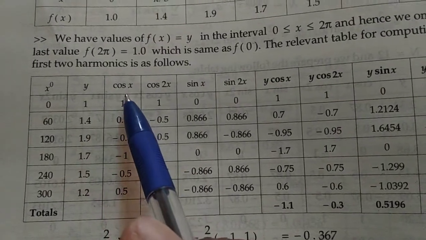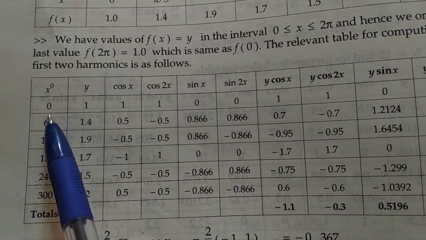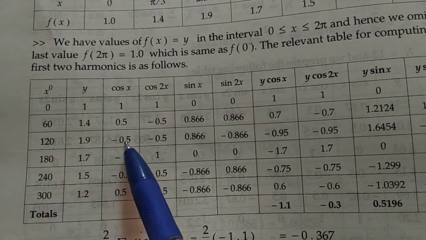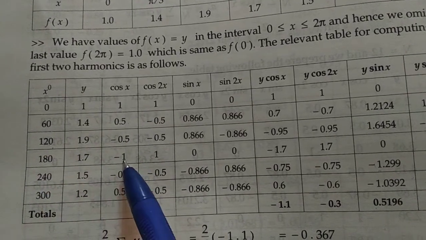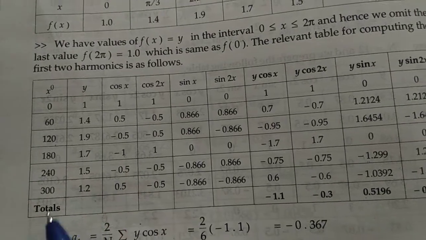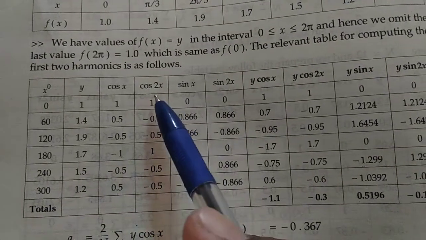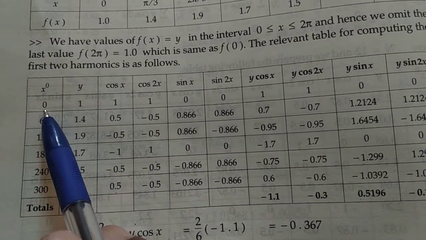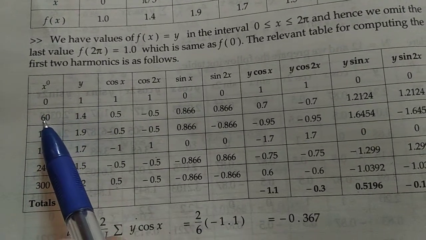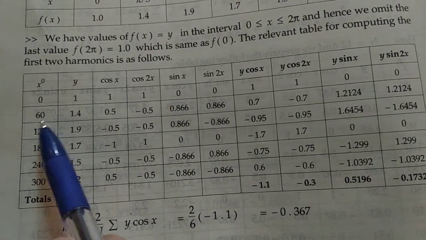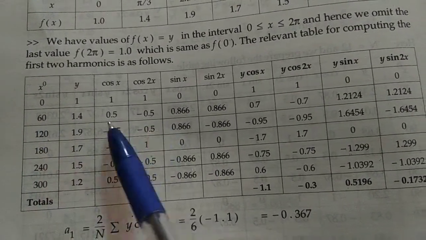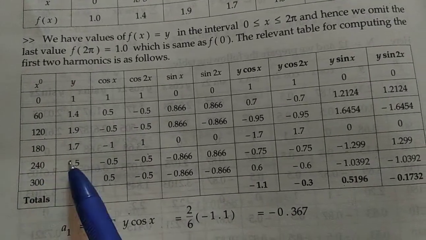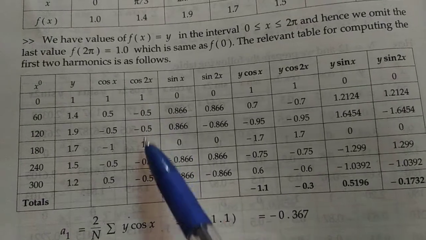Now you have to find out cos x. So calculator put in degrees. So cos 0 is 1, cos 60 is 0.5, cos 120 is minus 0.5, cos 180 is minus 1, cos 240 is minus 0.5, cos 300 is 0.5. So next similarly cos 2x. Cos 2x means cos of 2 into x: 2 into 0, cos 0 is 1; 2 into 60, cos 120 degree; then 2 into 120, 2 into 180, 2 into 240, 2 into 300. Whatever you get, you have to write down.